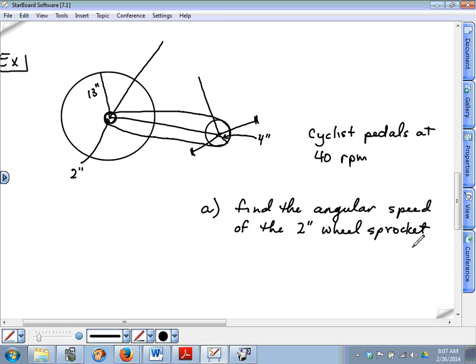Now, I'm sure you all know how bicycles work, but just so we're clear, the pedal turns this chain sprocket right here, right? And it's connected by a chain, and that in turn turns this wheel sprocket. So when the pedals turn, that turns the sprocket. That sprocket's connected to the wheel, so the wheel turns. Question for you. This is turning at 40 revolutions per minute. Does that mean this little teeny wheel is turning more, the same, or less than 40 revolutions per minute?